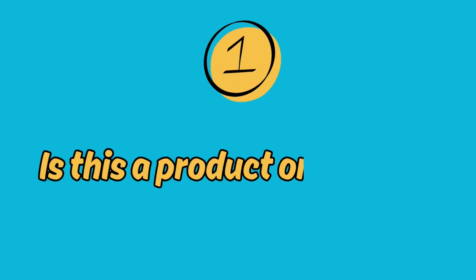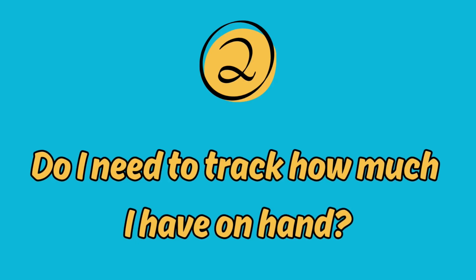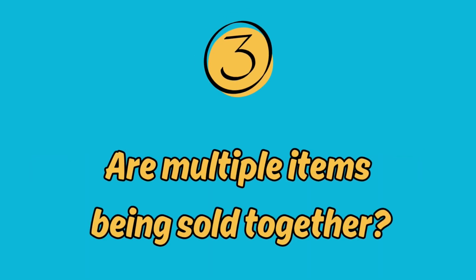If you're not sure which type of item to choose, ask yourself these 3 questions. Is this a product or a service? If it's a product, do I need to track how much I have on hand? Are multiple items being sold together?